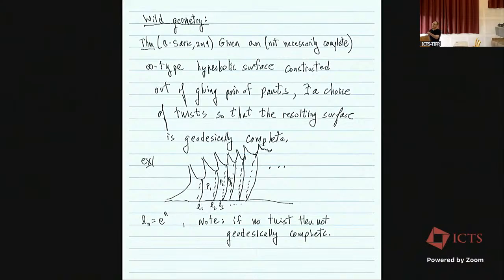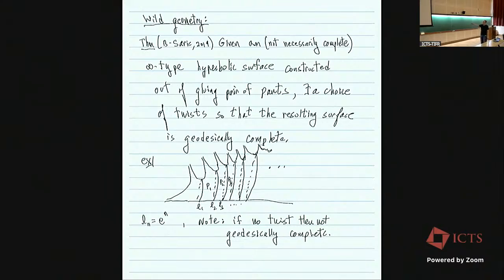Okay, I want to sketch a proof of something for you because I think this is an amusing proof. This is to show you that for infinite type surfaces, the geometry can be quite wild. Okay, and what do I mean by that? So let me just describe what this is saying.